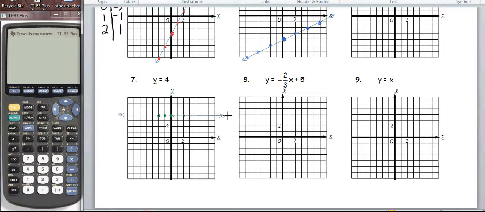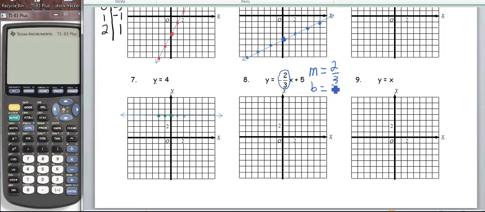That it's still a function, but it's horizontal. Now let me show you on number 8. I want to go back to the way we plotted one on number 5. I can write here my m value is negative 2 over 3. I got that right here. It's the coefficient of x. My b value is positive 5.